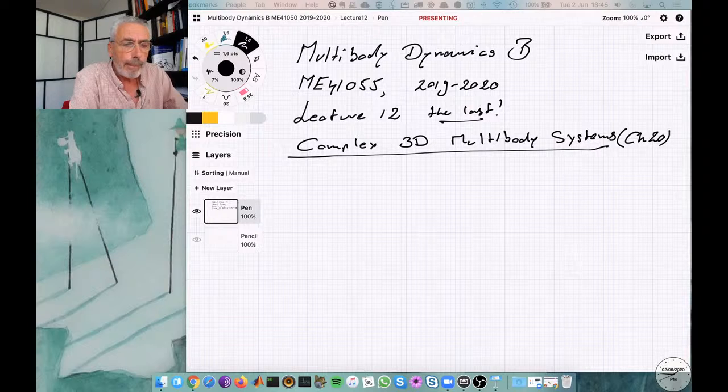Okay, the topic of today is actually the last chapter of the book, chapter 20 on complex 3D multi-body dynamic systems. And I think the best thing is to, by means of a simple example, show the different strategies you can take to set up equations of motion for such a complex system. I will not set them up in detail, but I will give just the general layout to do that.